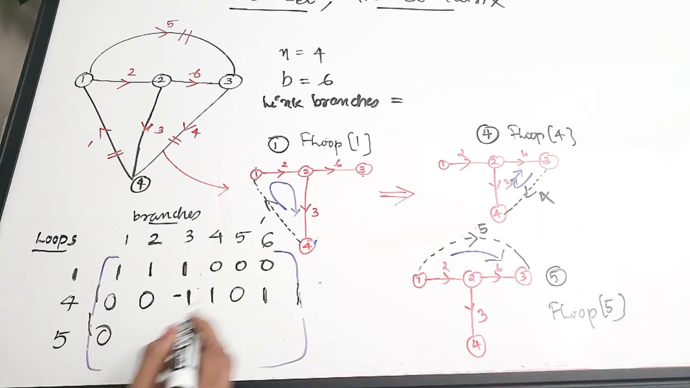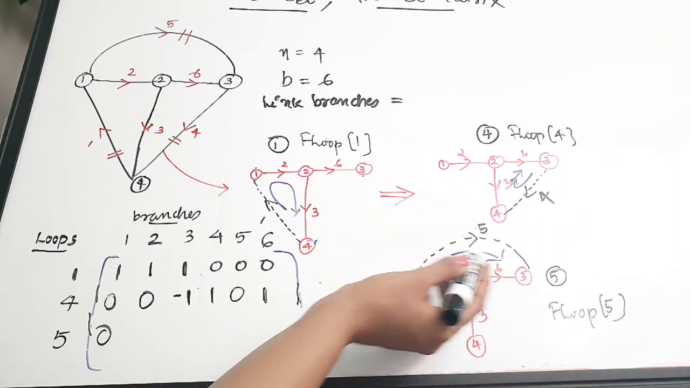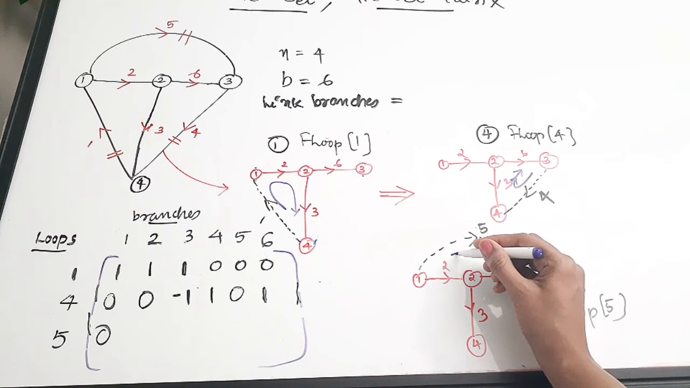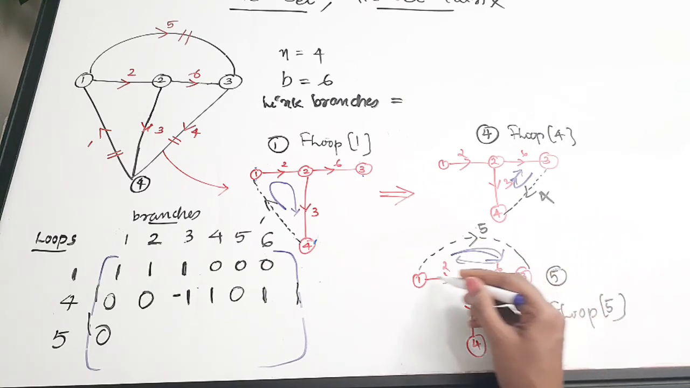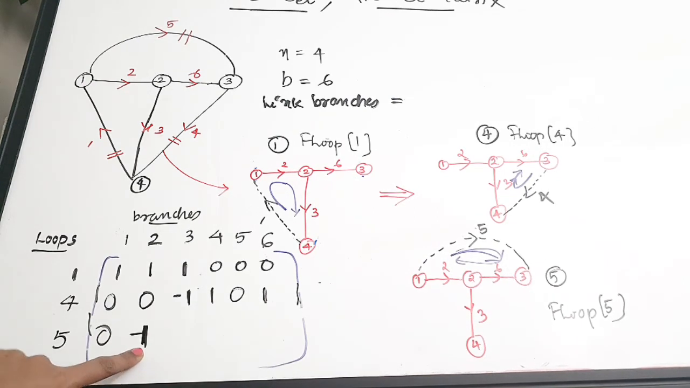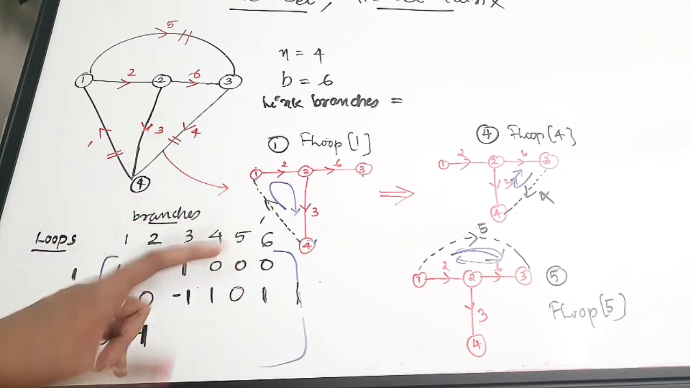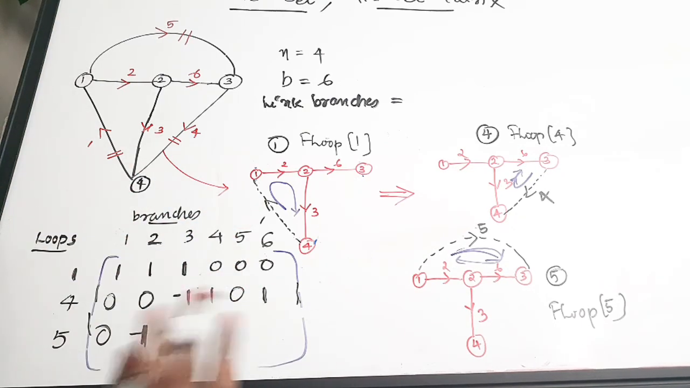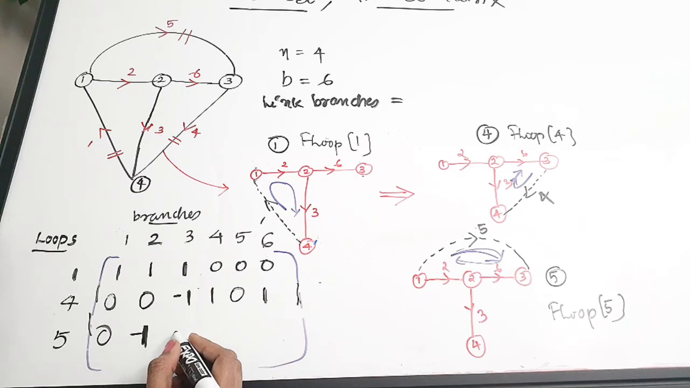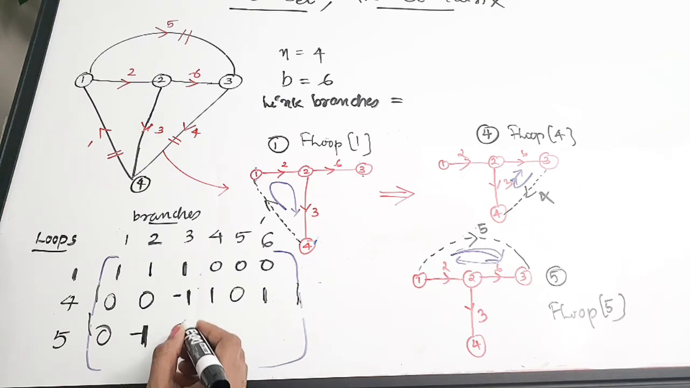Then for branch 2, actually they are in opposite directions, right? See here, the branch is actually in this way, but the loop is in this direction, so the branch is in the opposite direction. So the value will be -1. So if the directions are opposite, then -1 will be the value in the tie set matrix. If the directions are the same for the loop and the branch, then the value will be 1. That is the condition. And if a branch is not a part of the F loop, then the value will be 0. Then the third branch is actually not a part of your F loop 5.